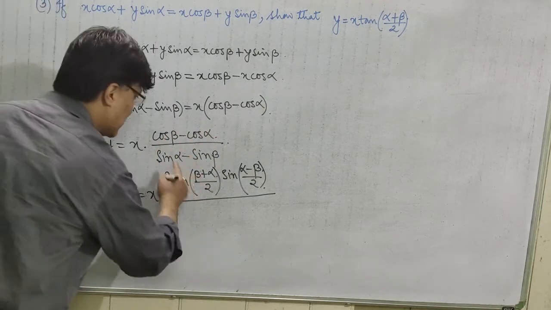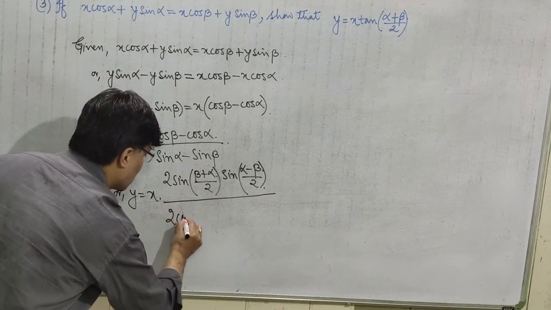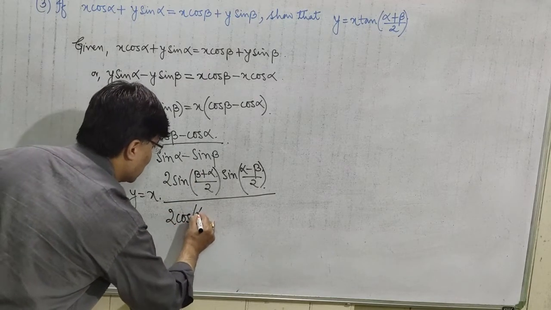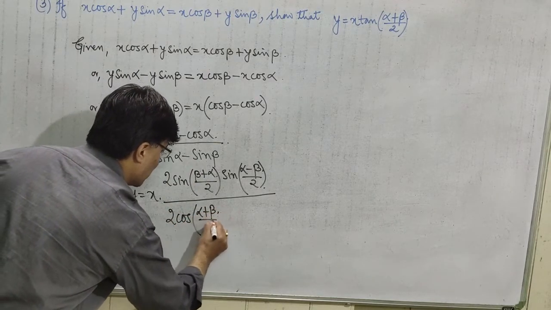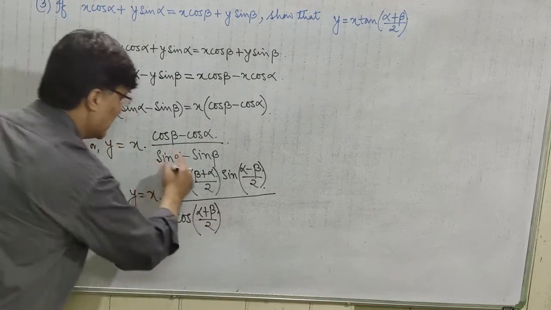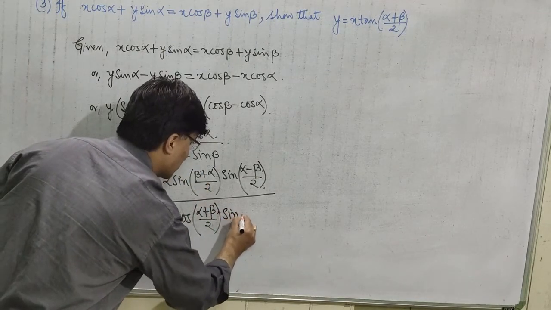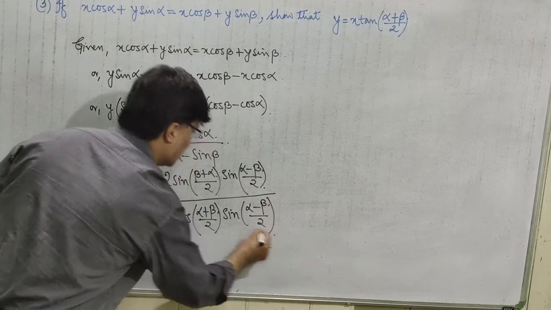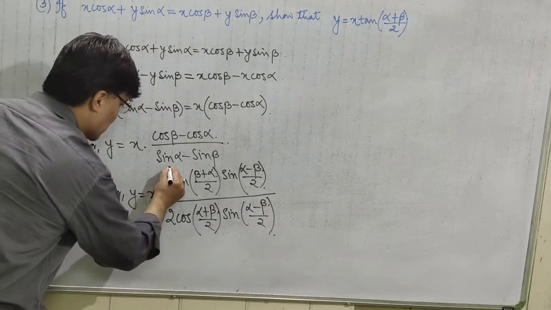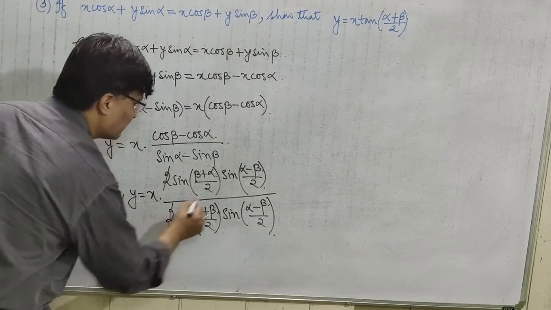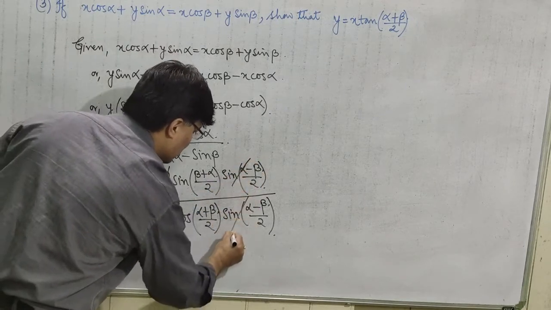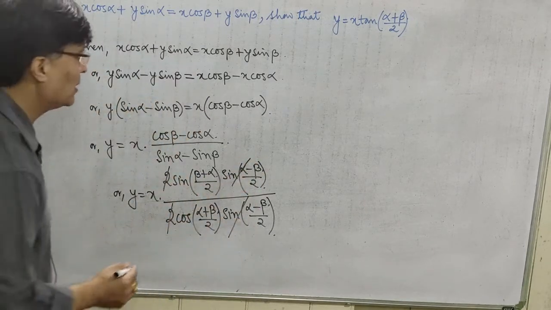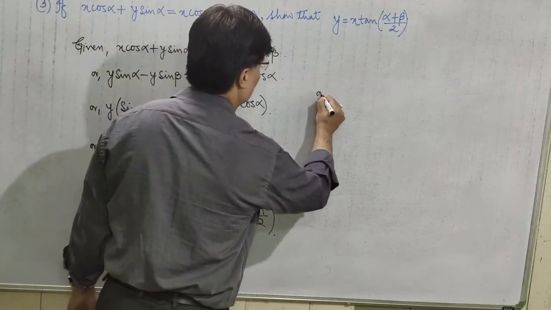What is sin c minus sin d? 2 cos of (c plus d). What is c here? (Alpha plus beta) by 2, right? Then sin, what is (c minus d) by 2? This is (alpha minus beta) by 2, right? So here this 2 will be cancelled, and this sin of (alpha minus beta) by 2 will be cancelled. Therefore, what is y equal to?